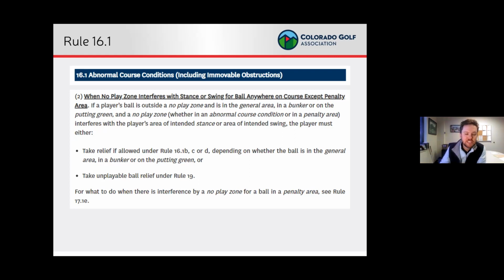So this is where your stance would be on the decorative flower bed that's been defined as a no play zone. Your ball is in the general area, but your stance is in the no play zone, which is also in the general area. Stance, live ball, plus one club length, mandatory drop, all in the general area.